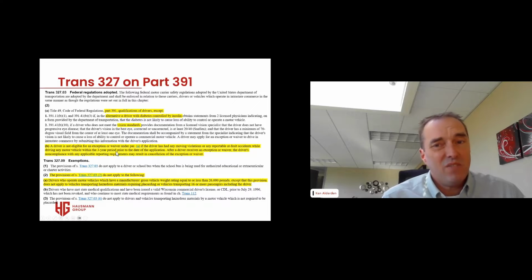But it didn't say anything in those exceptions about driver files until you read way down at the bottom of this. And then it goes back and it says that Trans 327.03, which adopts all of the federal regulations, says that it doesn't apply to anybody that's not in a CDL vehicle, essentially. So I'm paraphrasing there, but essentially a driver file is not required because of 327.09 of the state regulation. So again, we do not need driver files in that situation.